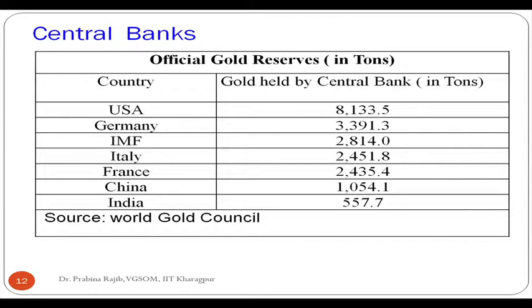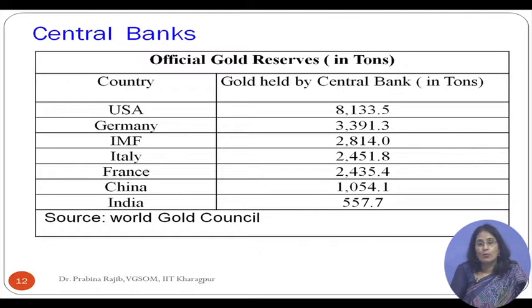So, when it comes to central banks, please see this particular slide. This shows the official gold reserve in tons of gold. USA has the largest reserve of 8,133.5, and all this data I have downloaded from the World Gold Council. India has 557.7 tons of gold, which is the official reserve. Of course, as per some statistics available, Indian households have around 2,500 tons of gold with them.